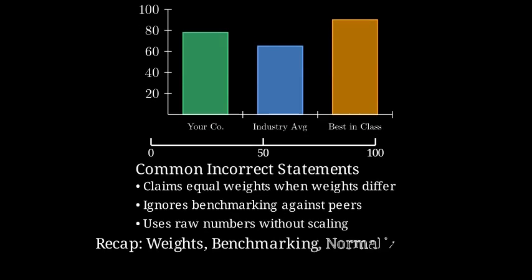Recap time. To find the statement that does not accurately describe how scoring works, look for a claim that contradicts the standard structure. Check for weights. Check for benchmarking. Check for normalization. If a statement ignores any of those when they are part of the standard, that statement is likely incorrect. This method works even when the answer choices look similar.